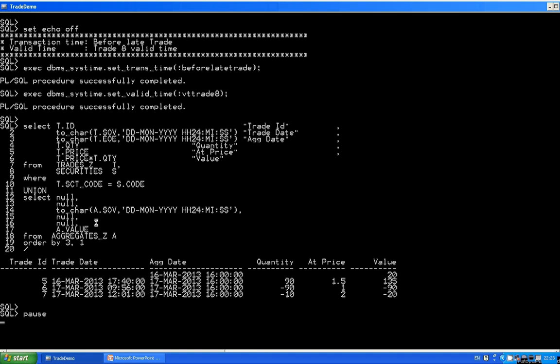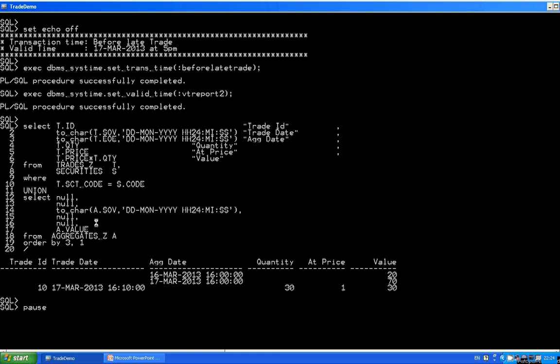If you remember, we had a late trade, so if we go to the transaction time just before we'd received the late trade, we can see that at the time of trade 8 we would have received at that point trades 5, 6 and 7, 5 from the previous day and 6 and 7 from that day up to the point of the valid time of trade 8. And at a transaction time just after we'd processed the late trade, but at a valid time of trade 8, you can see that trade 8 had been slotted into the correct chronological position.